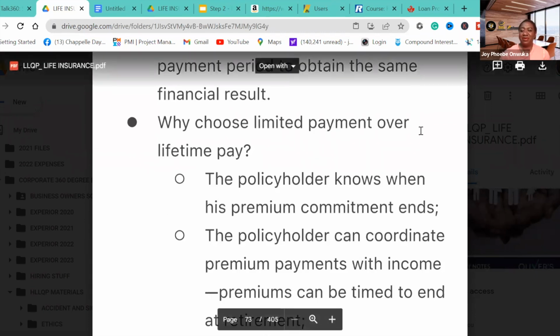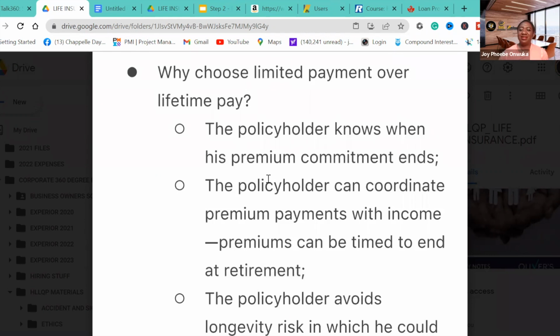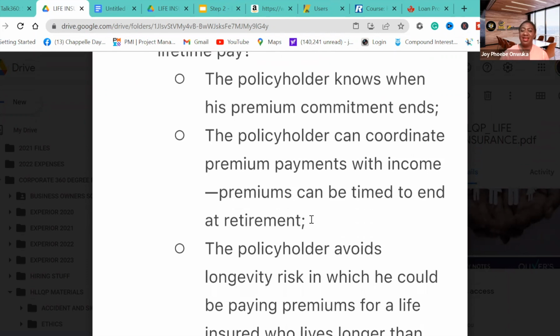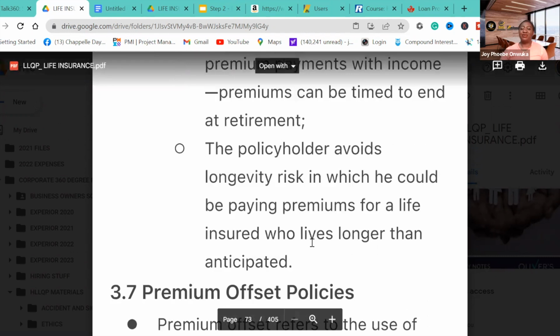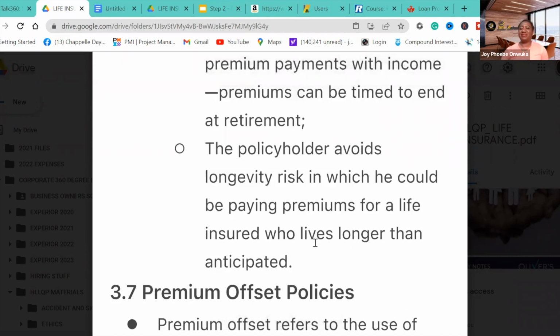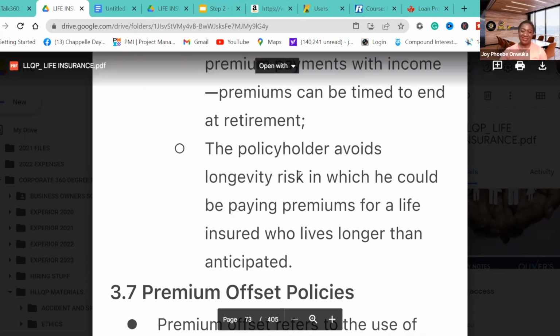Why choose limited payment over lifetime pay? Well, the policyholder knows when his premium commitment ends. And the policyholder can coordinate premium payment with income. Premiums can be timed to end at retirement, just what I just mentioned. Now, the policyholder also avoids longevity risk in which he could be paying premium for a life insured who lives longer than anticipated. That's very true.